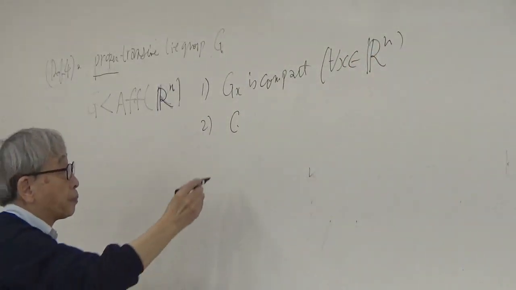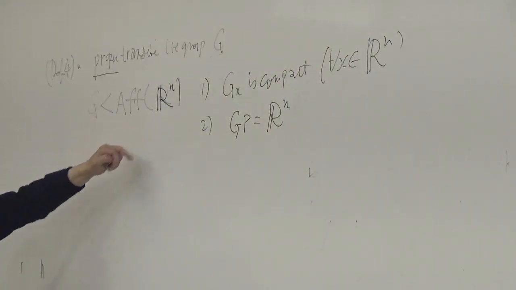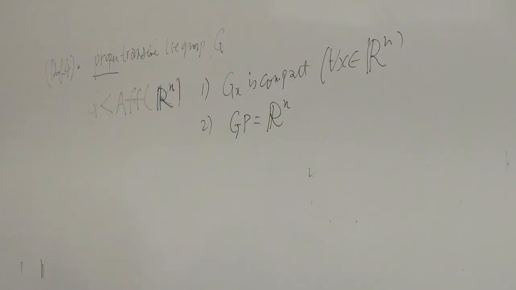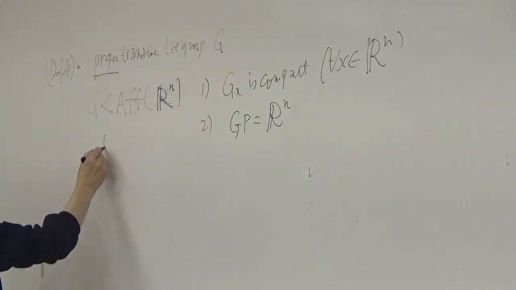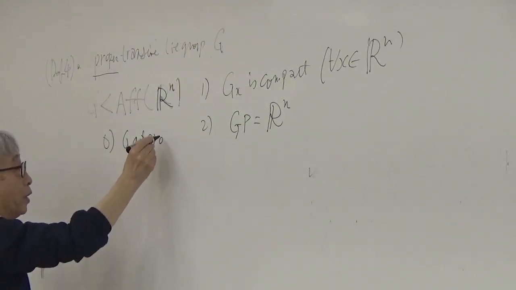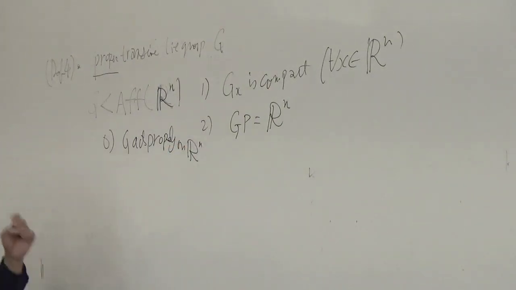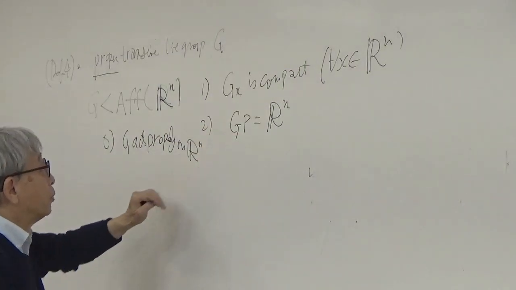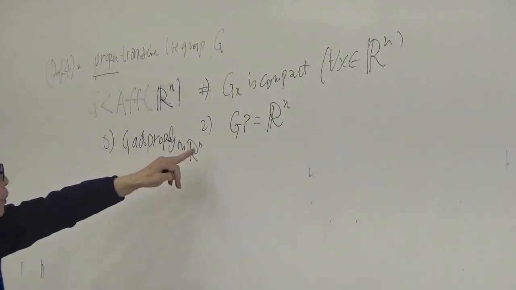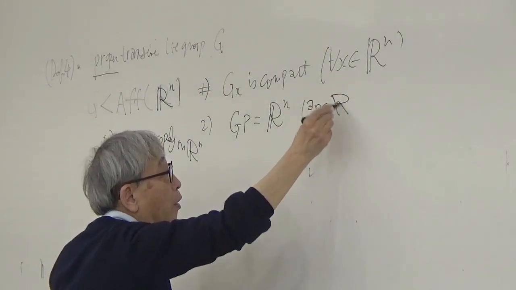Okay, and the orbit Gx is transitive, meaning in this case it is Rn. These two cases. Oh, I forgot an important definition: G acts properly on Rn. Yeah, this is enough. Then G acts properly, so the stabilizer is compact by definition. And transitive means the orbit of some point P is Rn itself.